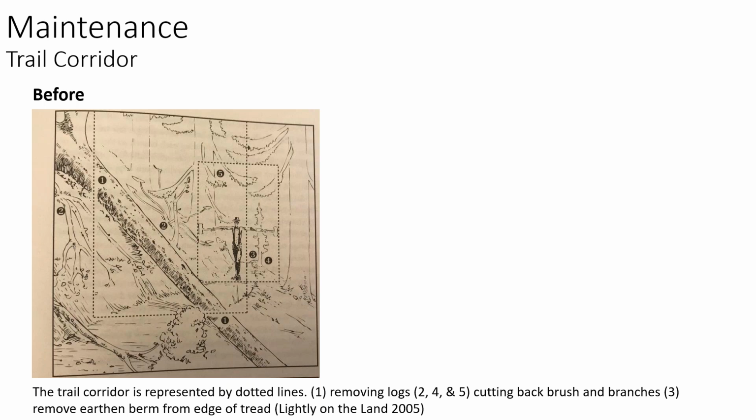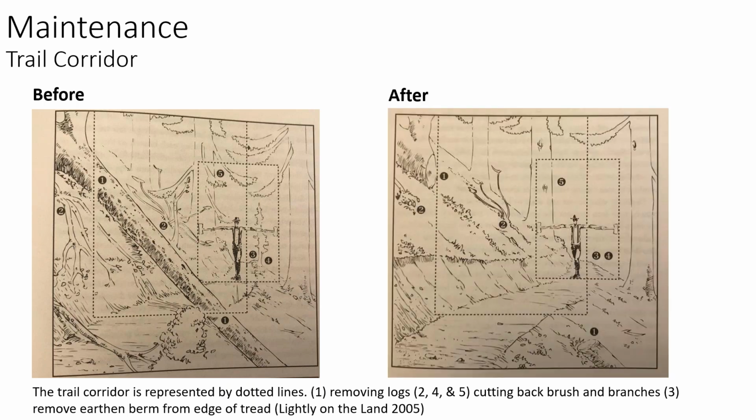And all the numbers highlight some issues. So there's branches, a down log, brush, and a berm. And then this person has gone through and cleared all of those. So you can see that all the numbers match up with the before picture, but show what has been cleared.